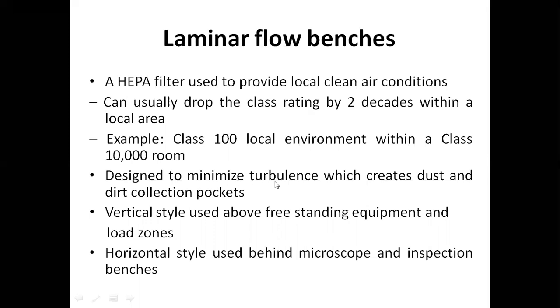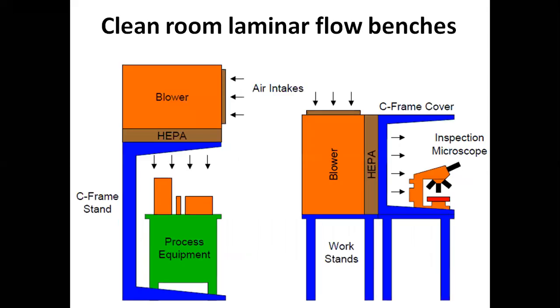Designed to minimize turbulence, which creates dust and dirt collection pockets. Vertical style is used above freestanding equipment and load zones, and horizontal style is used behind microscope and inspection benches. So there are two types of laminar flow benches, vertical type and horizontal type. We will discuss those in the coming slides. Here you see the vertical laminar flow bench, and this is the horizontal laminar flow bench.